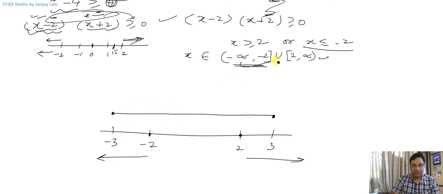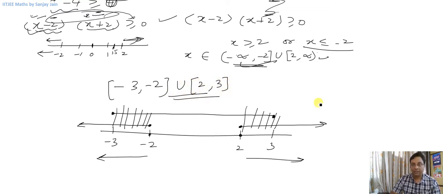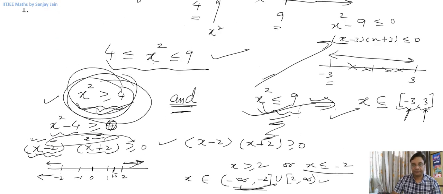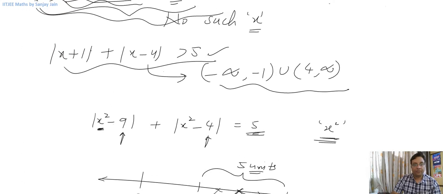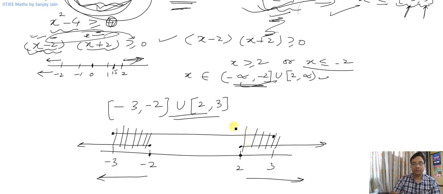And this solution can be geometrically represented like this and this. Now I want a common solution. So what are the common areas? This area and this area. So the values that lie between -3 and -2, or the values that lie between 2 and 3 will give me my final solution for this question here. Okay, so this question will have final solution, which is this one.